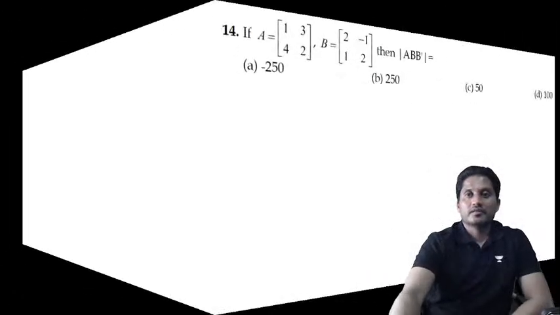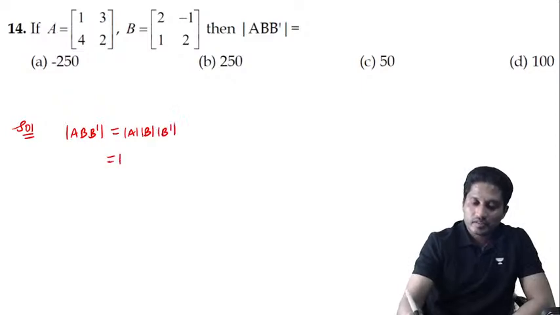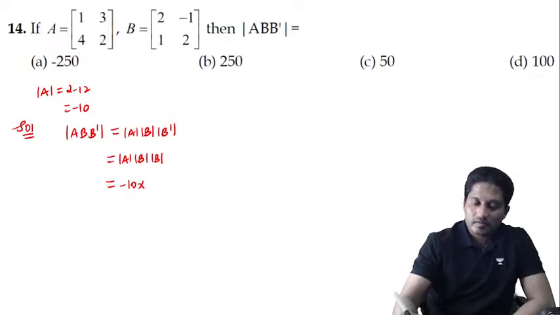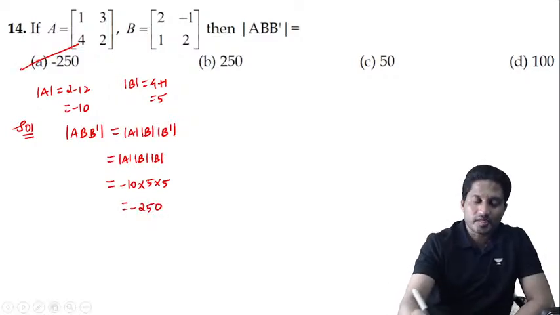Okay, question number 14. Determinant of A, B and B transpose can be written as determinant A into determinant B into determinant B transpose. Determinant B transpose is same as determinant B. Now determinant of A is equal to 2 minus 12, which is minus 10. And then determinant of B will be equal to 4 plus 1, which is equal to 5. So this is 5, this is 5. You get minus 250. Answer is option A.